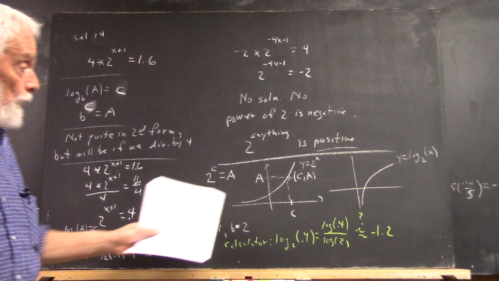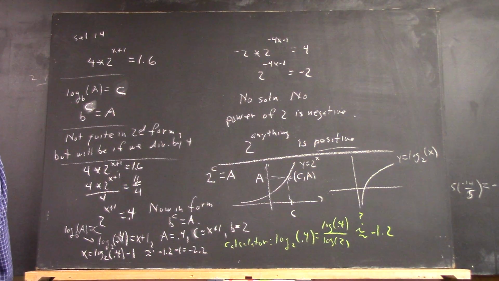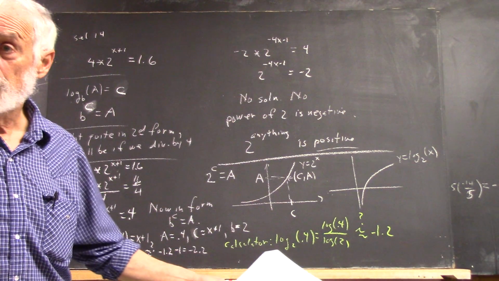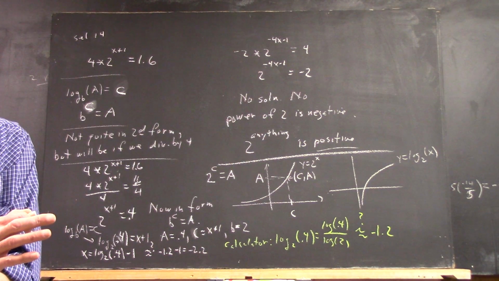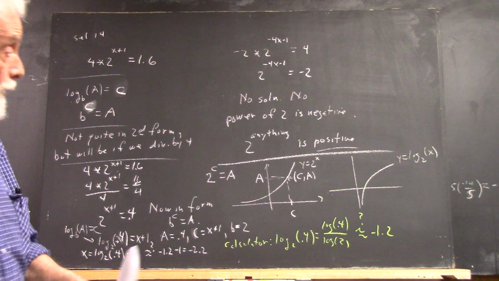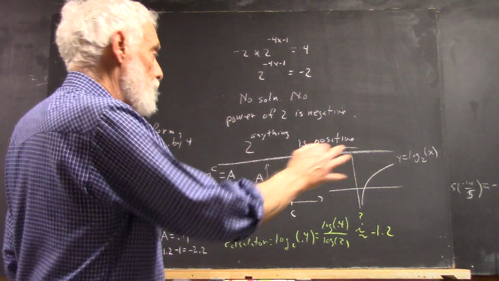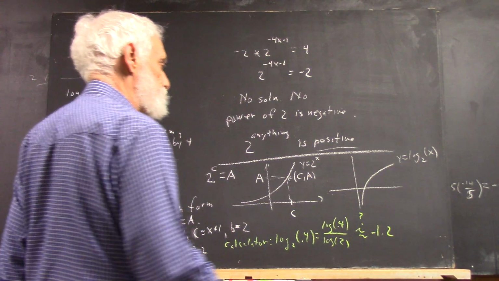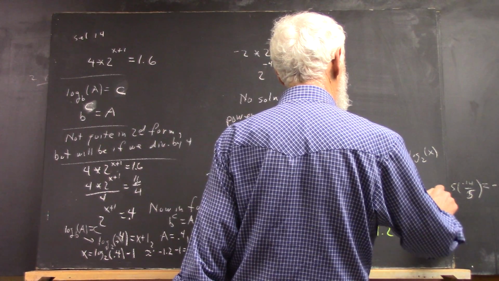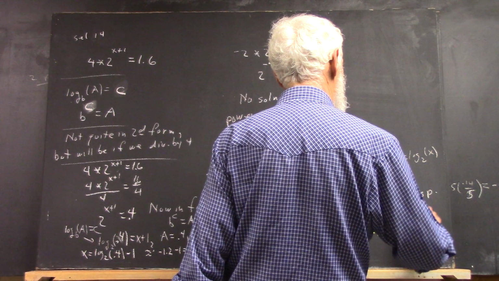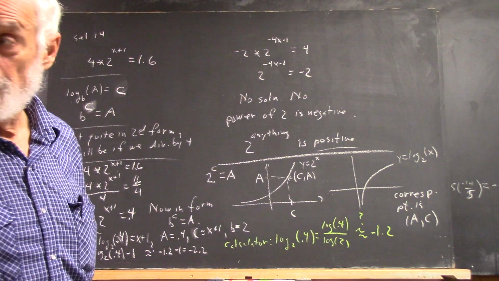Well, what point corresponds to this on the graph of the log? How do you get the table for the log? You reverse the x and the y, right? Which means that you reverse the coordinates of any point on this graph, so that the corresponding point on this graph is (a, c), right?